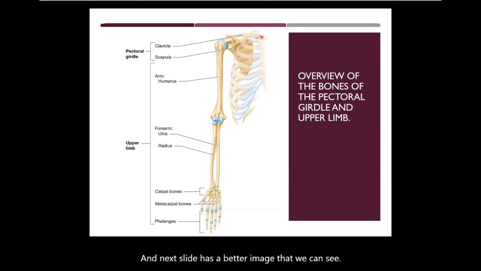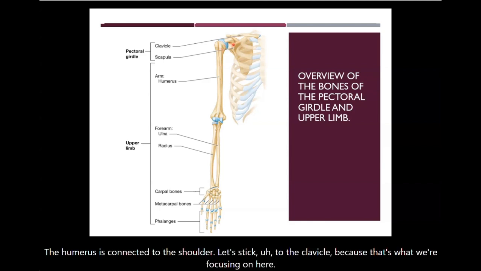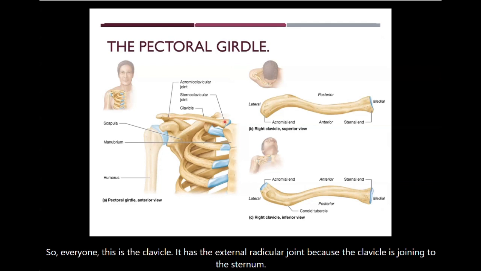And the next slide has a better image that we can see. We'll get there, but this is going to be the pectoral girdle, where we have this joint. The humerus is connected to the shoulder. Let's stick to the clavicle because that's what we're focusing on here. So everyone, this is the clavicle.